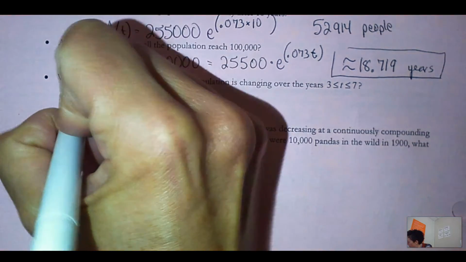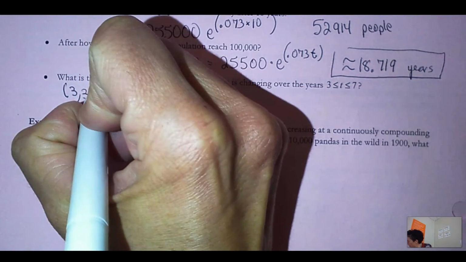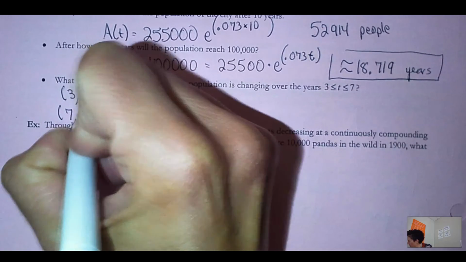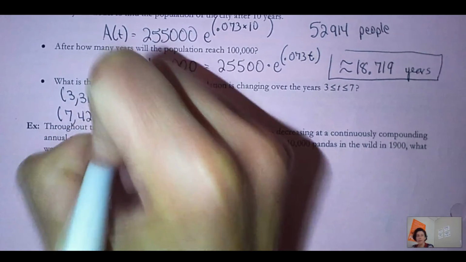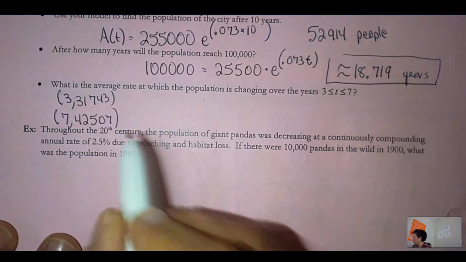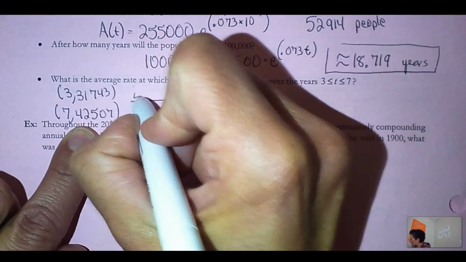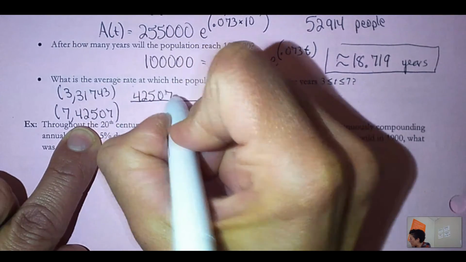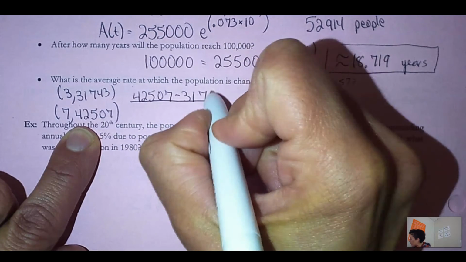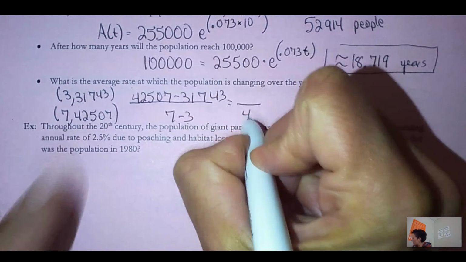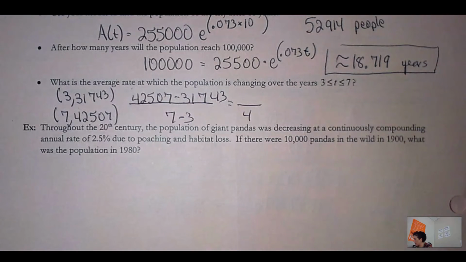So what I'm going to do is write these down as coordinates. And so I have 3 with this 31,743. And then in 7 years, my population is going to be 42,507. And then average rate of change, average rate is just slope. So I'm going to subtract my y's on top. I'll take the 42,000 number and I'll subtract the 31,000 number. And then I'll have to subtract my x's the same way. And so I'm using my calculator. I am just subtracting my numerator as we do that.